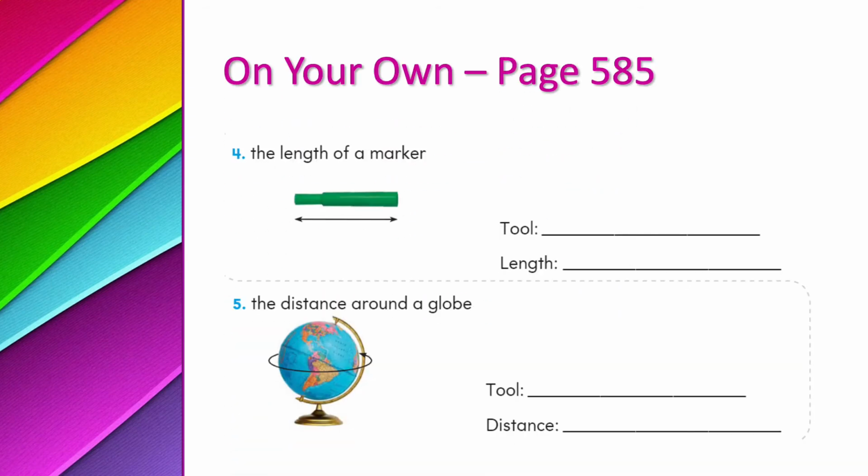Number 4 and 5 you will do on your own. So you will write what tool you will use to check the length of a marker and what tool you will use to check the distance around a globe.